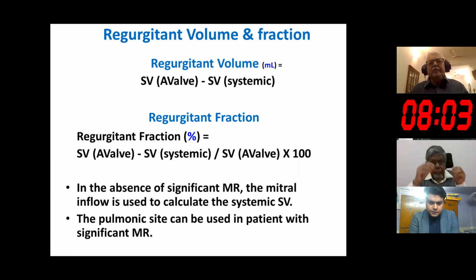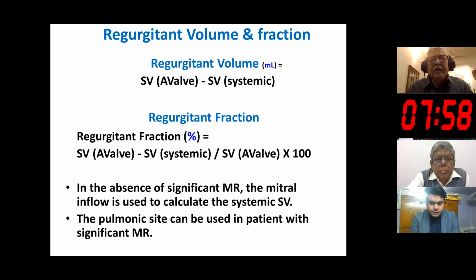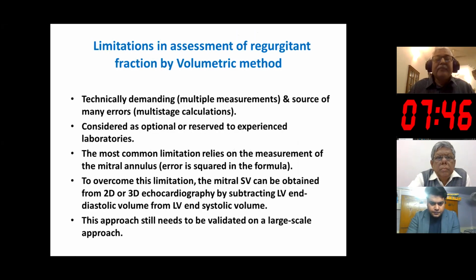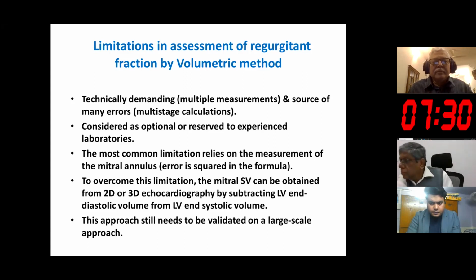So the regurgitant volume is actually the stroke volume of the aortic valve minus the stroke volume at the mitral valve, if you're using the mitral valve. So the regurgitant fraction is assessed as stroke volume aortic valve minus stroke volume systemic valve, divided by the stroke volume at the aortic valve, times 100. And limitations in assessment of regurgitant volume by the volumetric method is that it's technically demanding and you're using multi-stage calculations. However, if you're very used to it, if you're doing it regularly, it is a very good method. And you of course have to be very careful about measuring the mitral annulus.